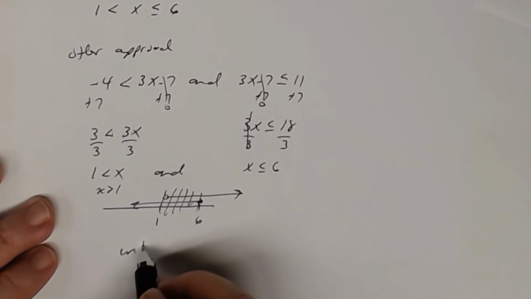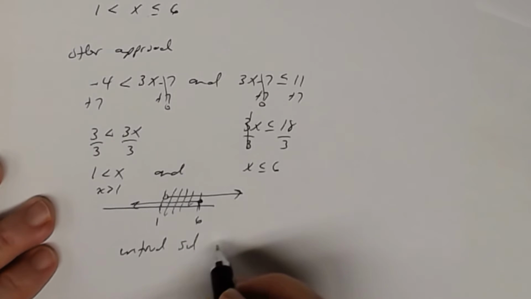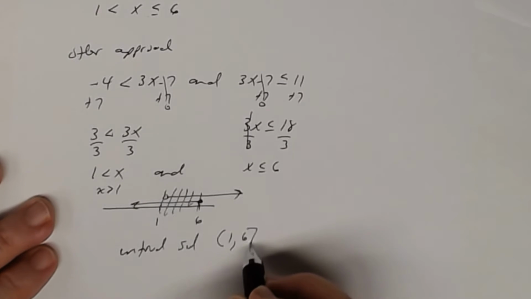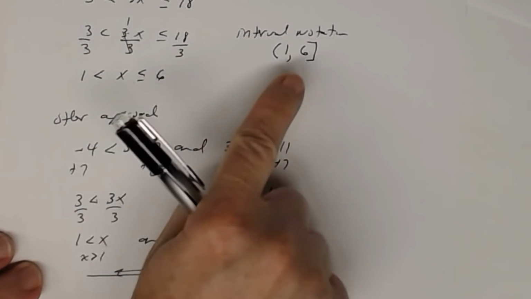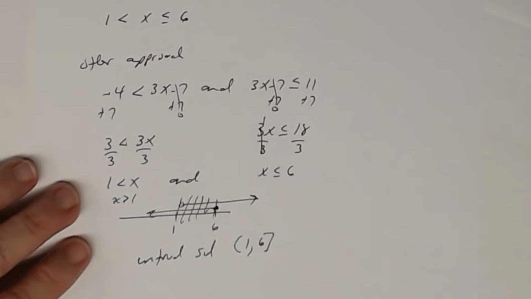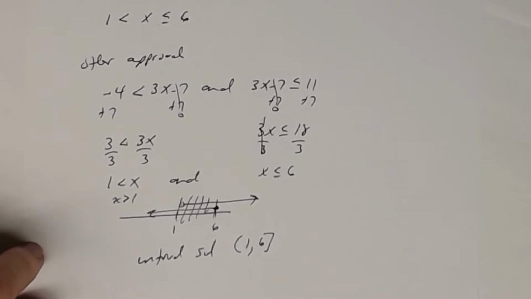So your interval solution then would be parentheses 1, 6 with a bracket. And that's what we got here. All right, so that's what you had to do if you did it this approach using an and statement, and you had to write the word and.